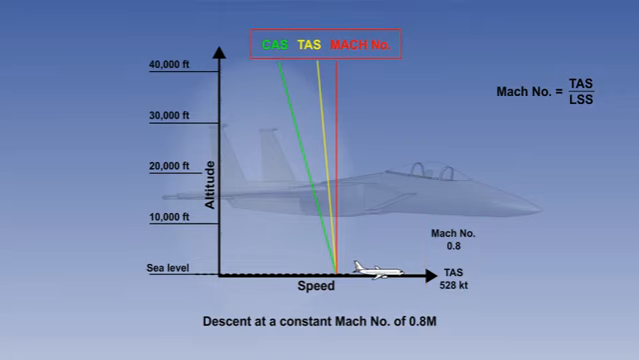Note from the graph that although the constant in this example has been the Mach number, the relationship, and therefore the sequence, of CAS, TAS and Mach number has remained the same as for a climb at a constant CAS. In the international standard atmosphere, the sequence will always be CAS, TAS and Mach number. A useful way to recall the sequence is to remember the letters CTM, or the mnemonic Chicken Tikka Masala.